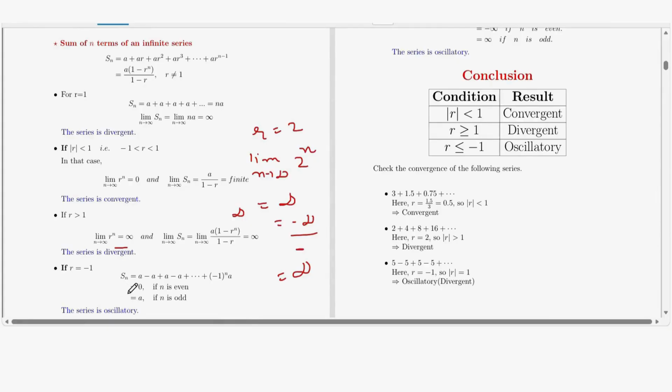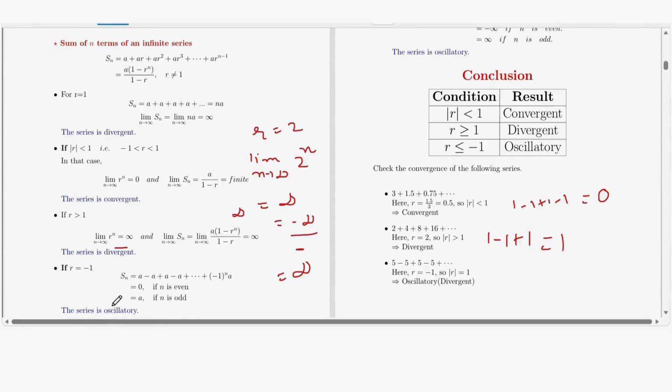So now what is the sum? If n is an even number, as we know, suppose I am adding four numbers, 1 minus 1 plus 1 minus 1. Here total 4 numbers means an even number. Then what is the answer? The answer is 0. So like this, if n is an even number, the sum is 0. And if n is odd, suppose 1 minus 1 plus 1, here total 3 terms, so my n is odd. What is the answer? The answer is plus 1. So the answer is plus a if n is odd.